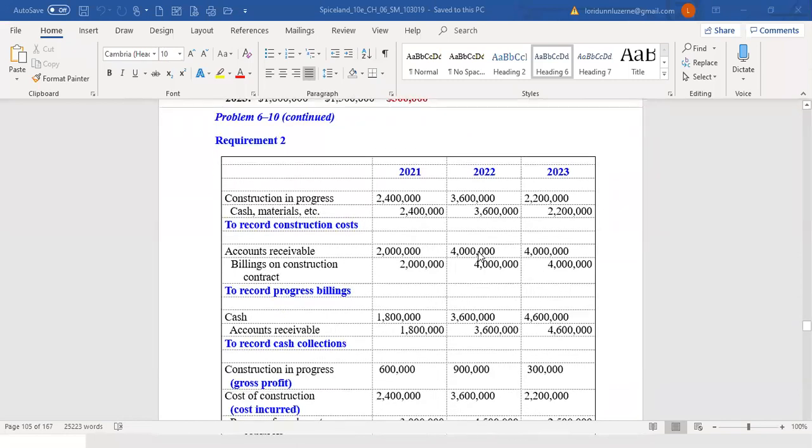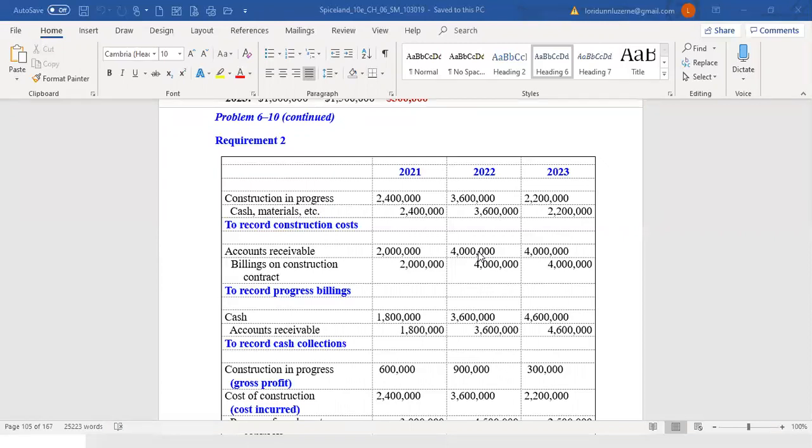You need to recognize the total actual costs that have been paid in an asset account called construction in progress. Inventory. It's an inventory account. So an asset, construction in progress, will be debited each year, and that cash, materials, etc. will be credited for the actual cost incurred for that year. So you can see the first year, it would be 2.4 million. The second year, 3.6, and then in 2023, the dollar amount in that journal entry would be 2.2.